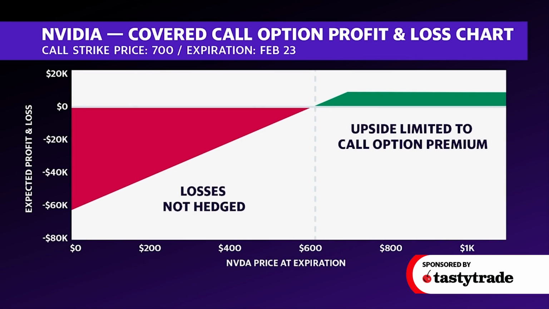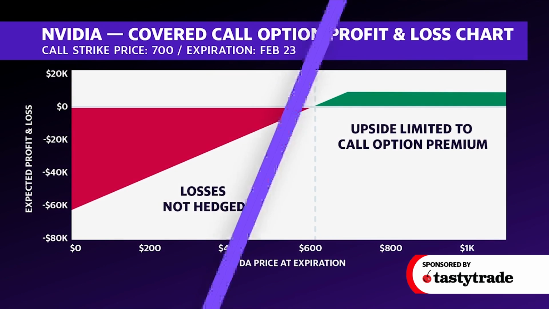13% total return over the 3 weeks to that expiration. If the stock is below 700, we just pocket that premium. It's about 1.5%. So in a lot of ways, it's a win-win if you're willing to sell NVIDIA stock up another 13% 3 weeks from now.